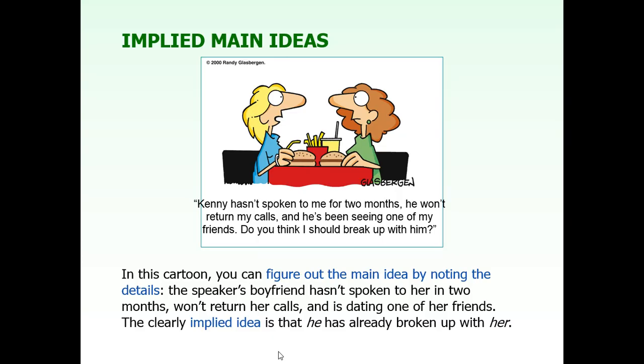So looking here at the illustration, it says here, Kenny hasn't spoken to me for 2 months. He won't return my calls, and he's been seeing one of my friends. Do you think I should break up with him? So in this illustration, you can figure out that basically this guy has broken up with her, but she hasn't figured it out. And we know this because, again, look at the supporting details, that he hasn't spoken to her for 2 months, hasn't returned calls, and is seeing one of her friends. So obviously she has not figured it out yet. So this is, again, where we use the supporting details to figure out the main idea.